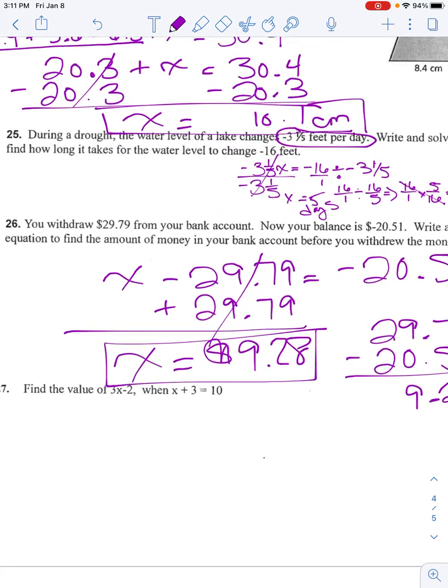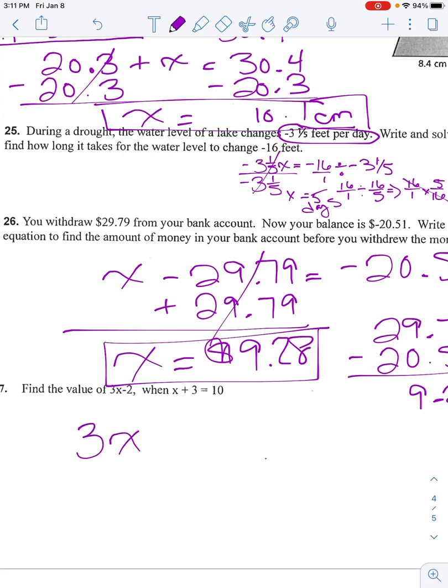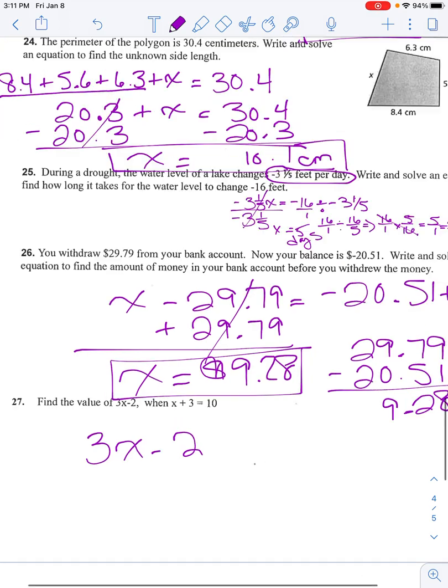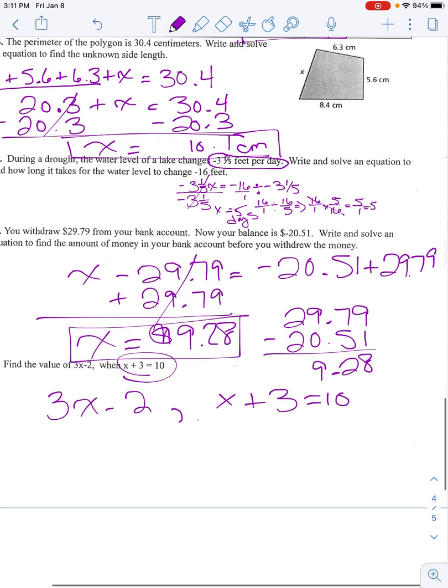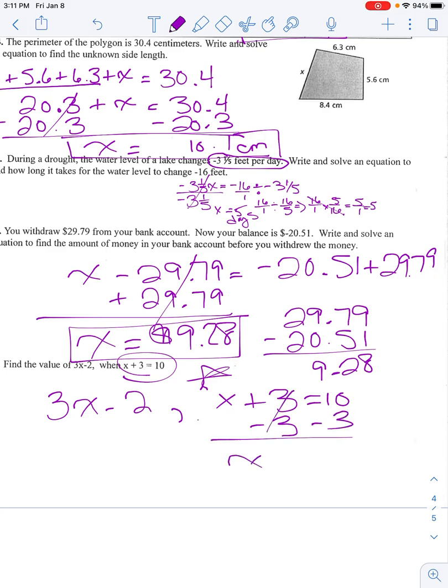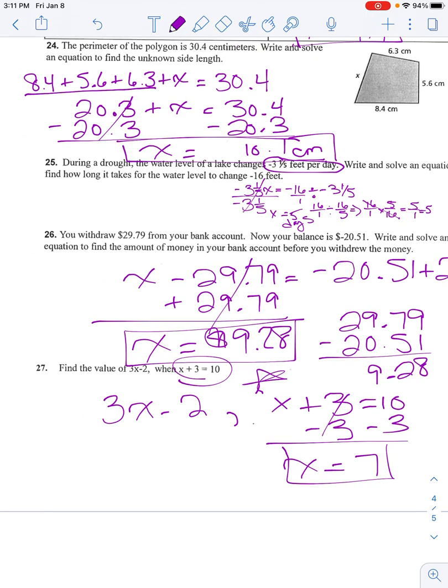Alrighty, and the last one, I think. Okay, find the value of 3x minus 2 when x plus 3 equals 10. Okay, here's what you need to do. We need to figure out what x plus 3 equals 10 is. Okay, so you need to do this problem first. We're going to subtract 3 from both sides. So x is 7. Would you agree with that?